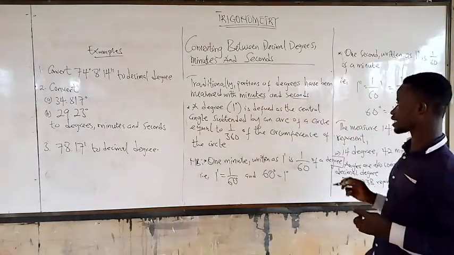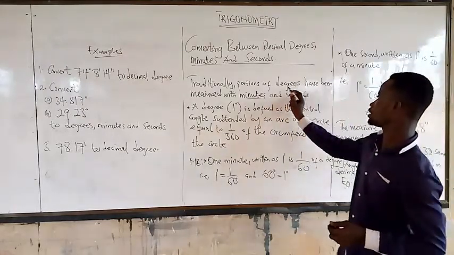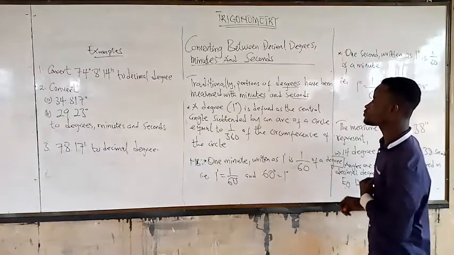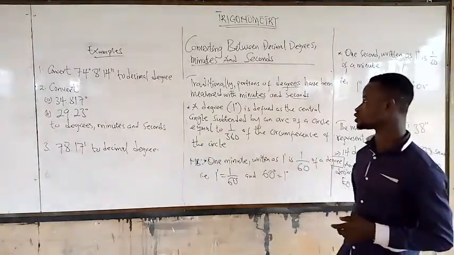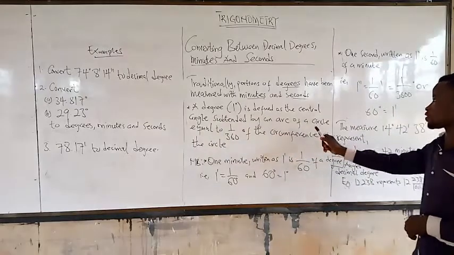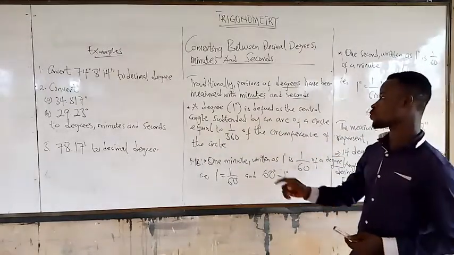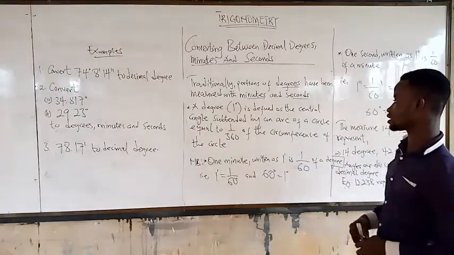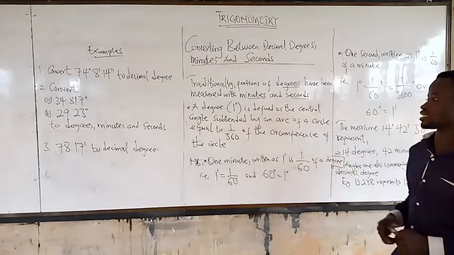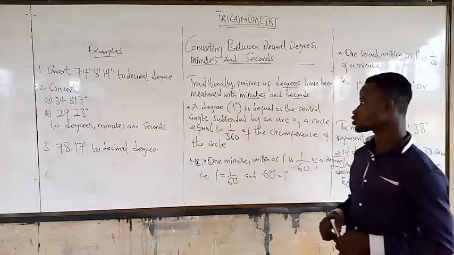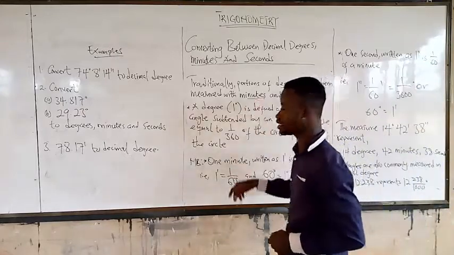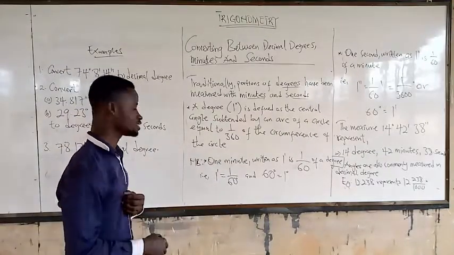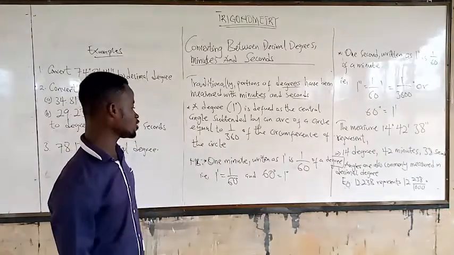Minutes and seconds. And the key word here also is degree. A degree, let's say 1 degree, is defined as the central angle subtended by an arc of a circle equal to 1 over 360 of the circumference of the circle. Now, take note of this.